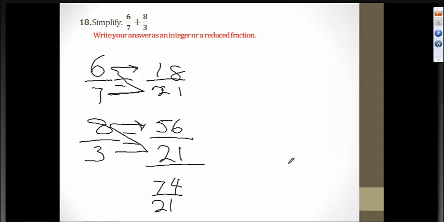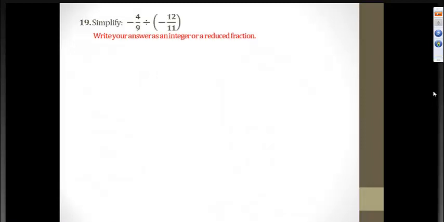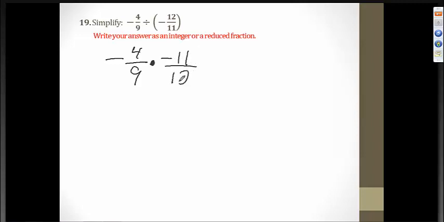It can be stated as a mixed number, and you would do that by dividing 21 into 74, but it can't be reduced. Now we have a division of fractions. Well, you can't divide fractions. What you do is you try and find an equivalent expression and multiply. Finding an equivalent expression is easily done by finding the reciprocal of the divisor. In this case, the reciprocal of the divisor is going to be negative 11 twelfths.